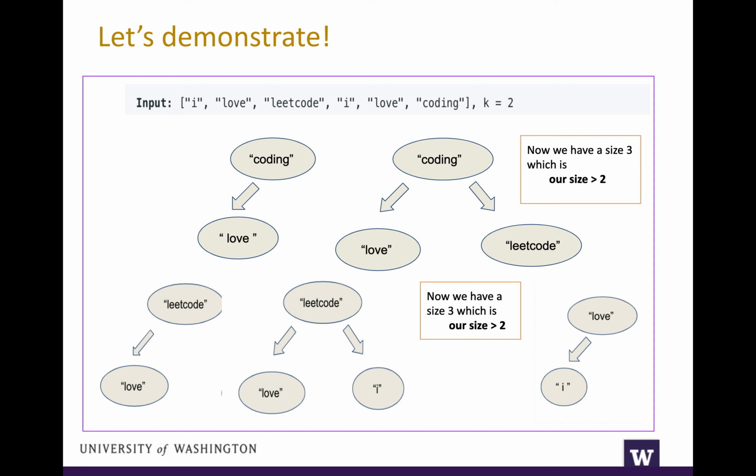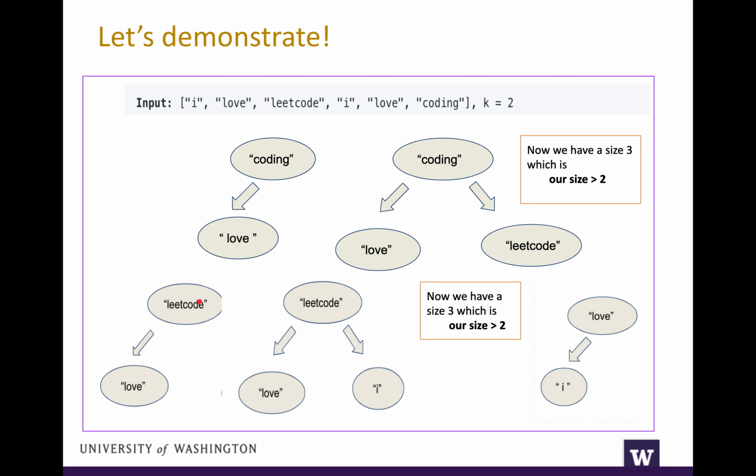So here is a more visual example. Let's just assume that the coding is here. We inserted coding first and then love. So this is frequency 1, frequency 2, great. And then now we inserted leetcode. So 2, 1, 1 in frequency, right? So that's good, but then here we have a problem. Now the size 3 is actually greater than our k, right? Which means that we have more top words, keywords, than we need. So we can simply pop coding, then this is what we are going to have.